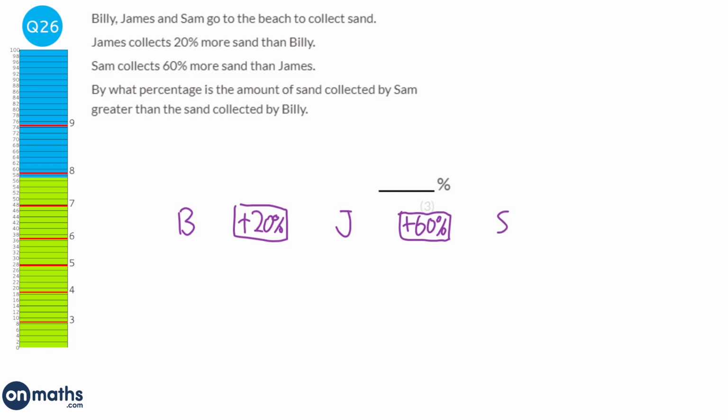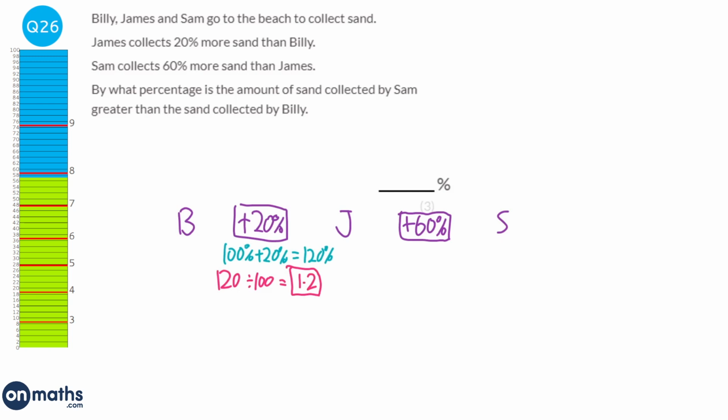What we've got to do is find the multipliers for each of these. And so what we're going to do is start off with 100%, add the 20%, and that would be 120%. Then we're going to get the 120, divide it by 100, and that gives us the multiplier, which would be 1.2. So the multiplier from Billy to James is 1.2. So however much Billy has, if we times it by 1.2, we get James's amount.